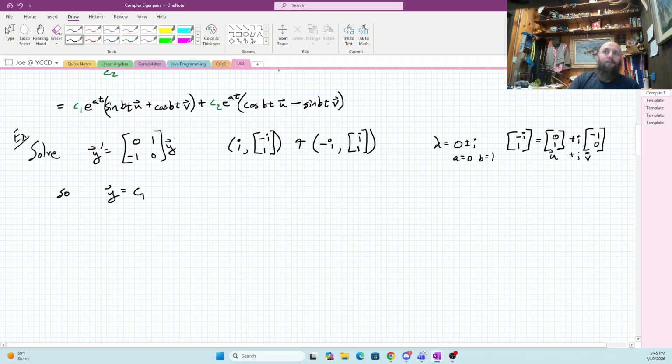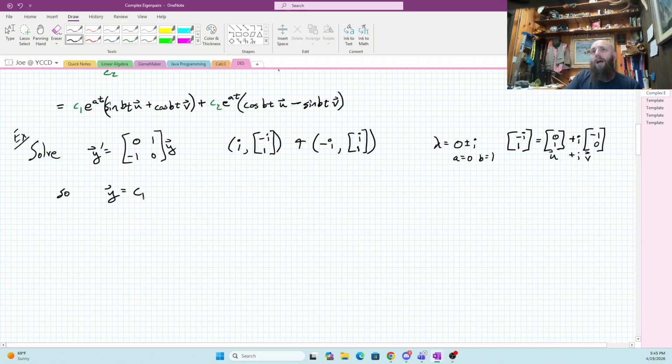If I had a 3x3 matrix, I might have a case where I have a complex conjugate pair for 2 of the eigenvalues, and then a real one for the other one. Note, you can't have 3 complex eigenvalues for a problem because they have to come in complex conjugate pairs.